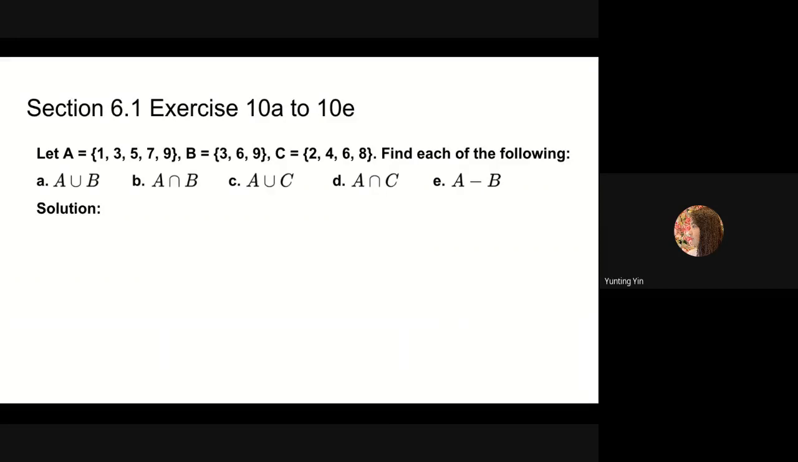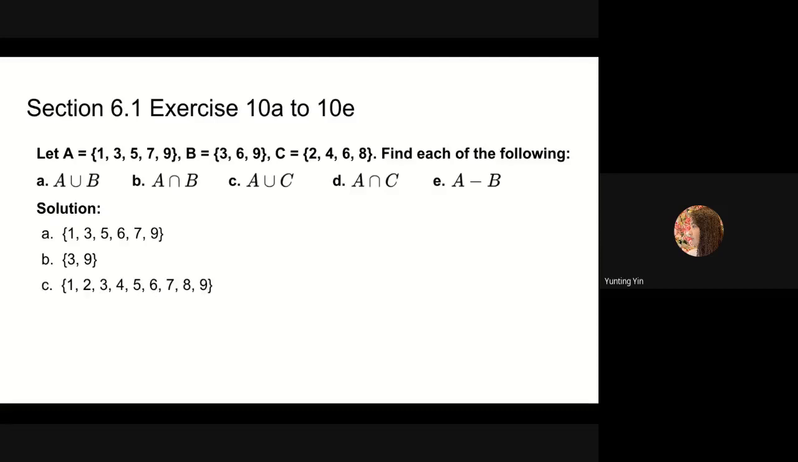Next, we will do problem 10, part A to part E. We are given three sets, A, B, and C. We are asked to find A union B, A intersects B, A union C, A intersects C, and the difference of A minus B. For A union B, we list the elements which are either in A or in B. 3 and 9 appear in both sets, but there is no need to list them twice. For A intersects B, we list the elements in both set A and set B, which are 3 and 9.